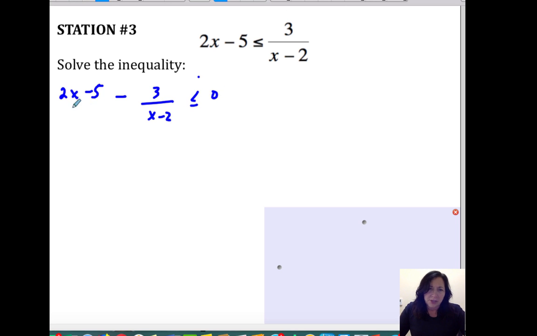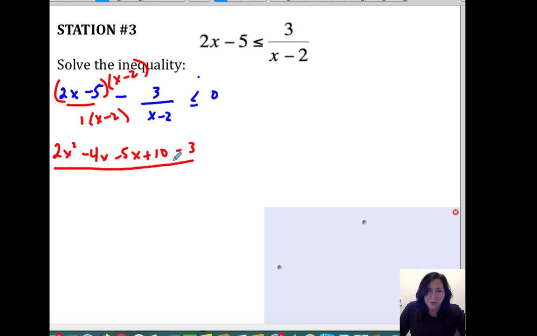I need to get a common denominator. My common denominator is going to be x minus 2. So I'm going to be multiplying this by x minus 2 over x minus 2, because I can multiply by 1 in any form. The form I'm choosing is x minus 2 over x minus 2. I need to FOIL. So we're going to get 2x squared minus 4x, and then minus 5x plus 10, minus 3, all over x minus 2, and that's less than or equal to 0.